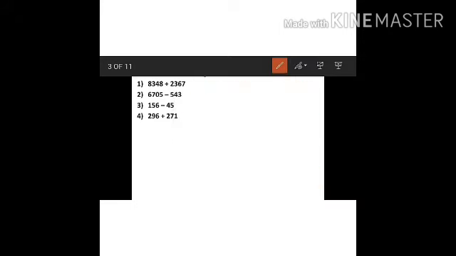Now let's do the next one. It is 6,705 and 543. So what we should do? We should find the difference. So first we have to find the smallest number. The smallest number here is 543. How many digits are there? There are 3 digits. That is the greatest places of hundreds. So we have to round off to the nearest hundreds.